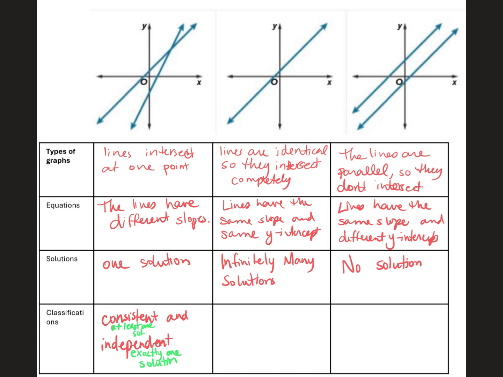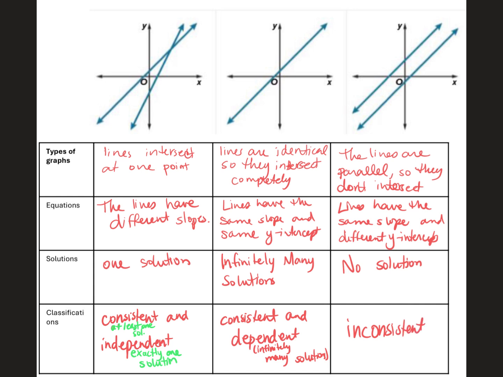For the second one, there's at least one solution, so it would be considered consistent. It doesn't have exactly one solution. It has infinitely many solutions, so it is dependent. Always remember this one because they depend on each other. They're on top of each other, the two lines are. So this one means infinitely many solutions. And the last one, if there are no solutions at all, that means there's not at least one solution, so this is considered to be inconsistent.